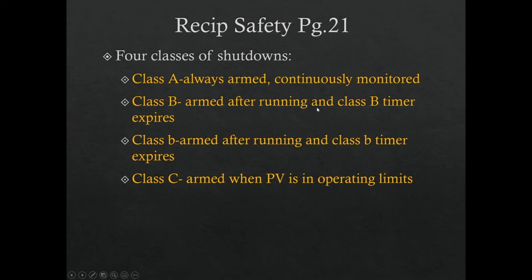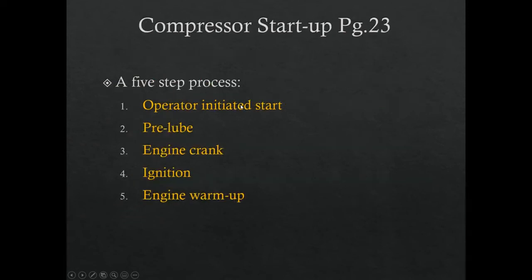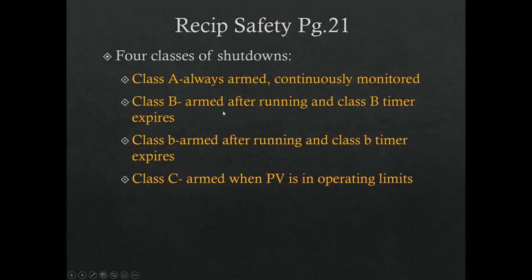And this will make sense after you read through the startup procedures in the next few pages. Class little b here, armed after running, and the class B timer expires. And you'll see where these timers are used in the next couple of pages of the ILM. Class C is armed when the PV is within its operating limits.